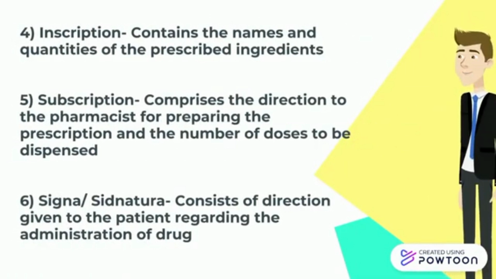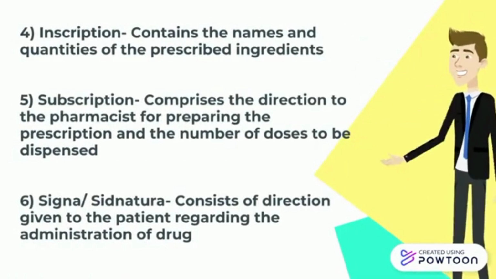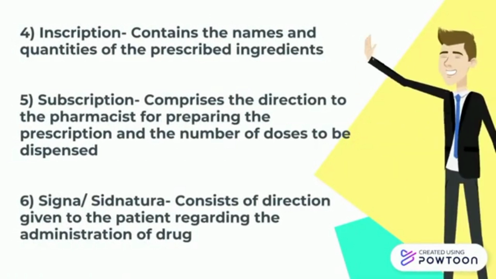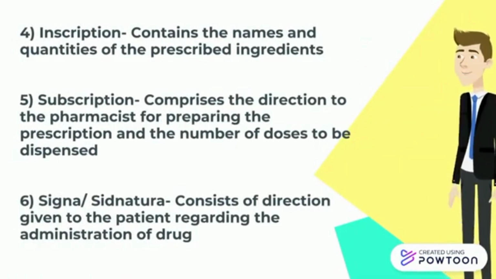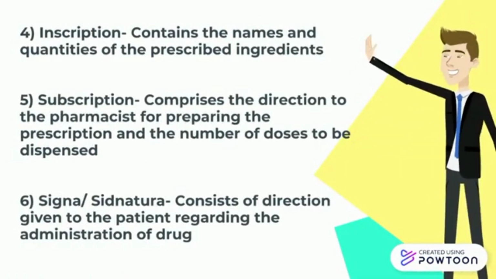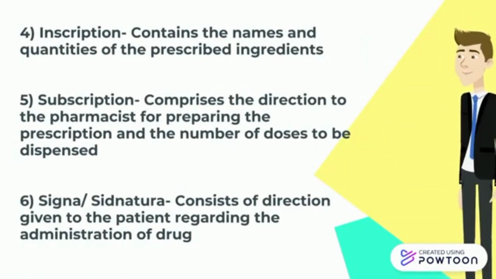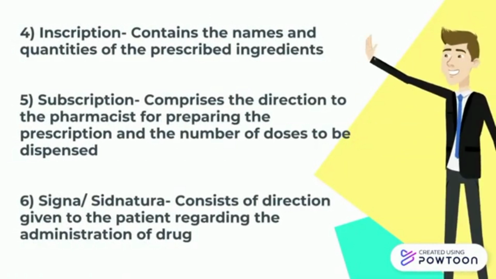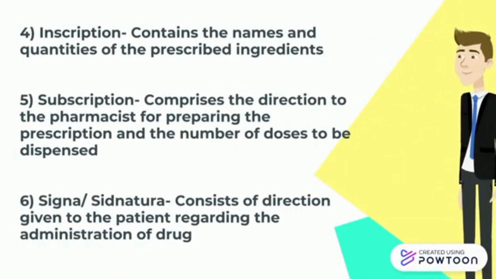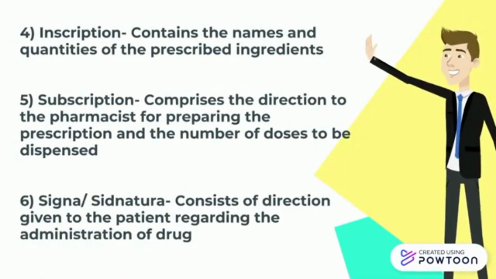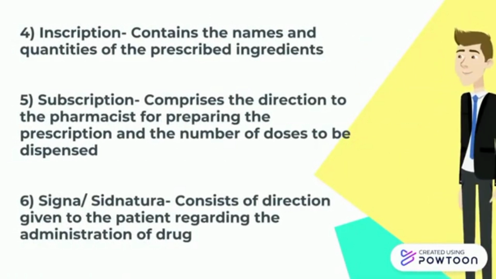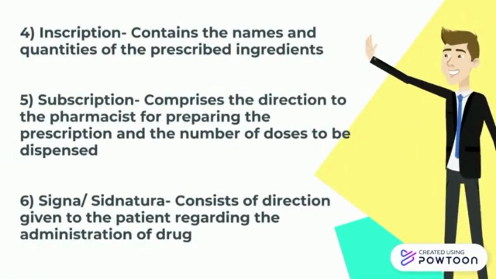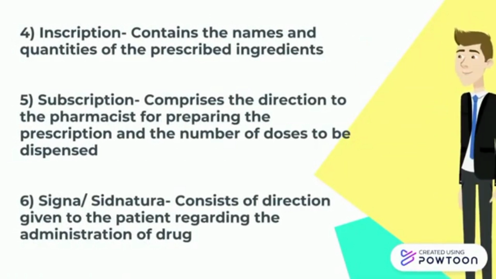Fourth, inscription. This is the main part of the prescription in which it contains the names and quantities of the prescribed ingredients. The name of each ingredient is written on a separate line along with its quantity. Nowadays, the majority of drugs are prescribed in a form which is already in a suitable formulation. The pharmacist is just required to dispense the ready-made form of drugs, so the compounding of prescriptions is almost eliminated.